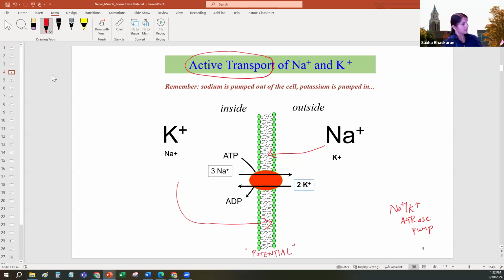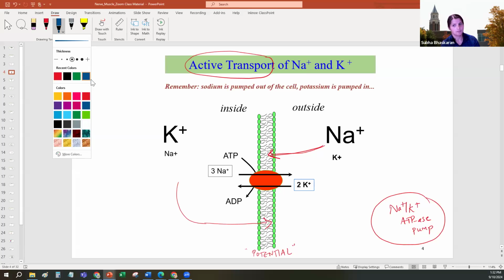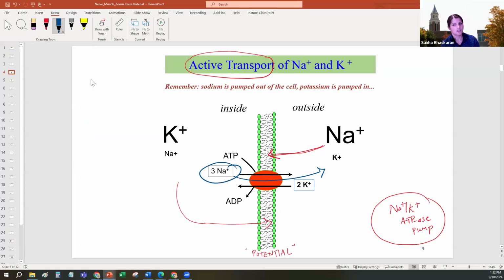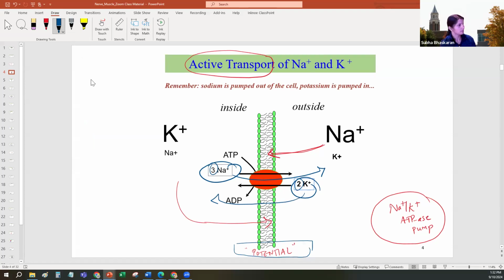And in order to get that potential taken care of, this sodium potassium ATPase pump will try to actively put sodium back to where it belongs, and it will try to actively put the potassium inside, to where it belongs, in the ratio 3:2 to maintain the cell's potential. Okay, got it so far?